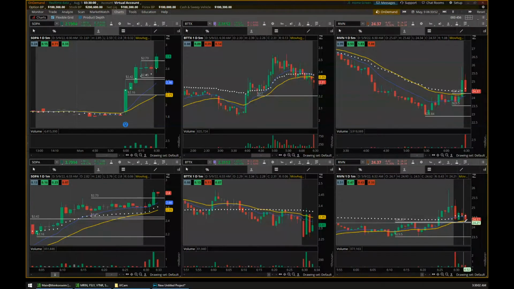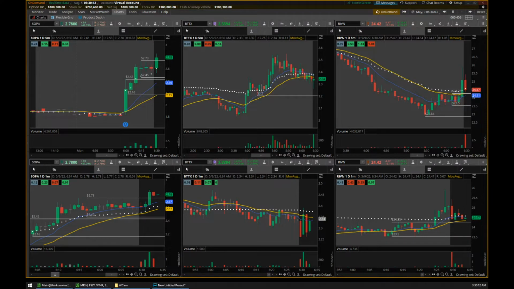A possible entry here at 24.25 on RIVN, if it can get down there. It might not. I'm actually going to take a starter right there. I did that based on this low of day. This is just going to be a quick out. Okay, only made $22 on that, but that's fine.